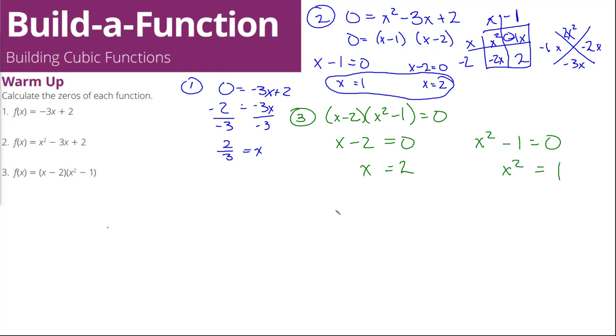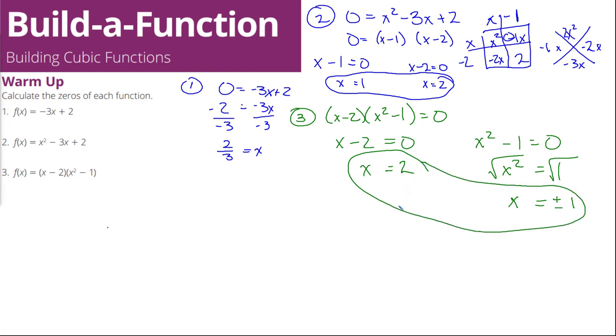So do I have it solved for x yet? No, you said? What do I need to do? How do I get rid of that squared? Square root. And remember, when you take a square root, the positive and negative goes in front of it. So these are my 3 solutions. So there's 3 different times that it's going to cross the x-axis.